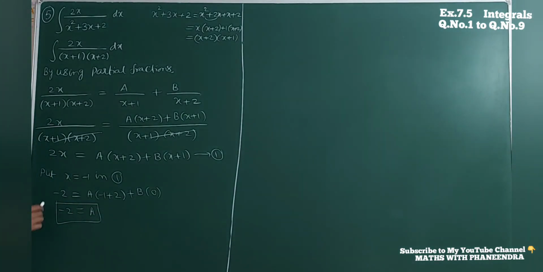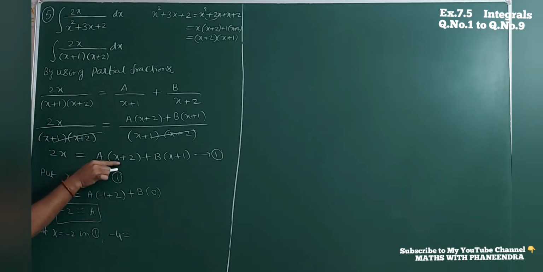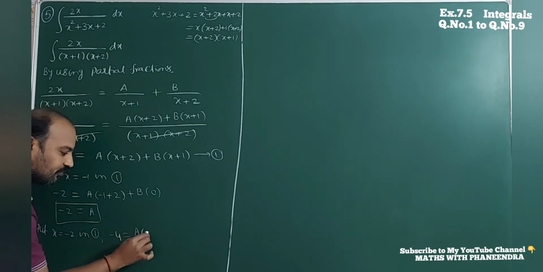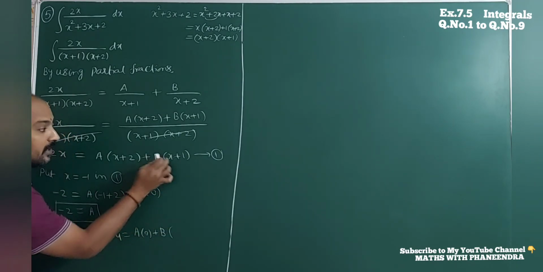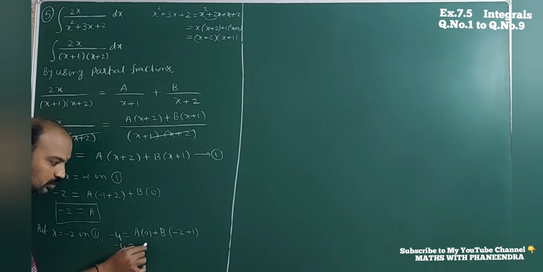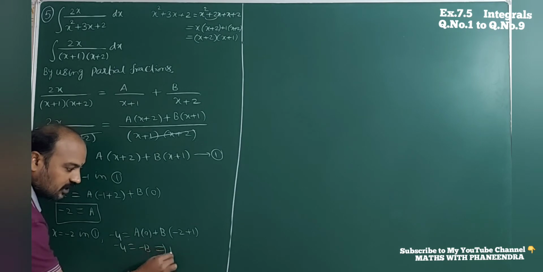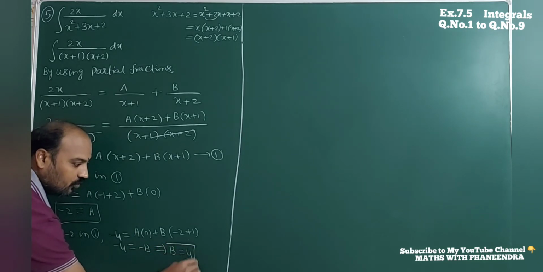Similarly, put x equal to minus 2 in equation 1. 2 into minus 2, minus 4, is equal to A into 0 plus B into (minus 2 plus 1). So minus 4 equals minus 2 plus 1, which is minus 1, into B, minus B. So that implies that B is equal to 4.